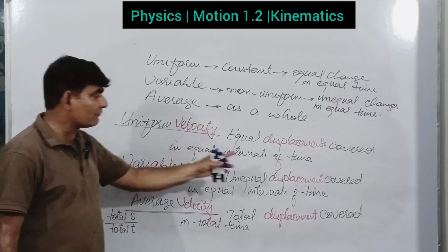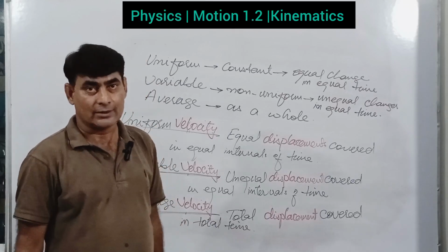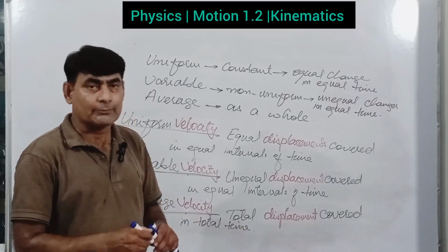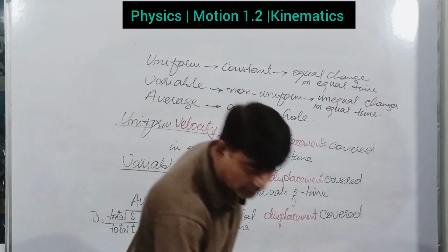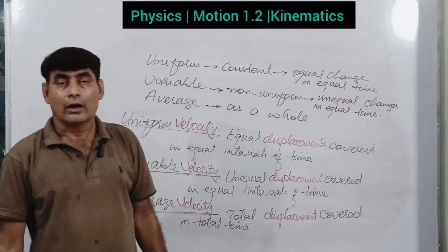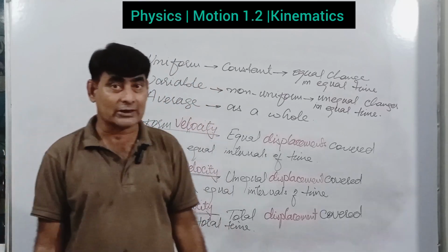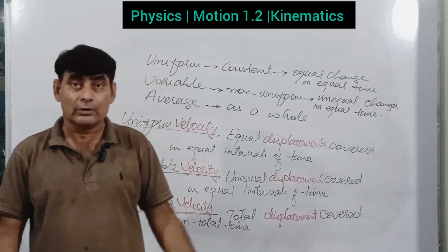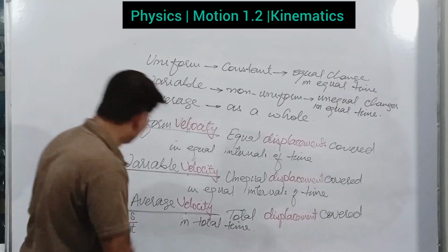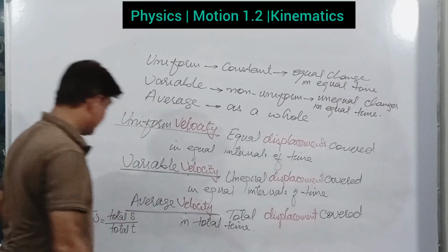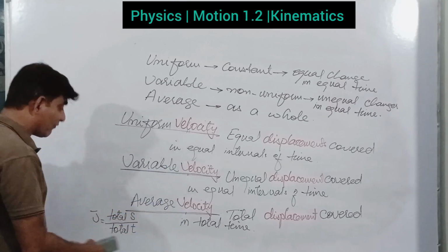The definition of velocity will involve displacement, as it happens in a specific direction, a vector quantity, in the same way. So if there is a question in an exam, define uniform speed. What is the definition of speed? Equal distance is covered in equal interval of time. We have done all these things. Now uniform velocity, variable velocity, average velocity.